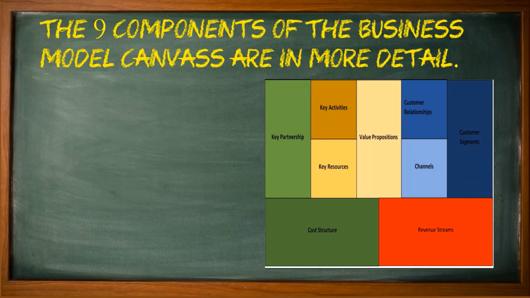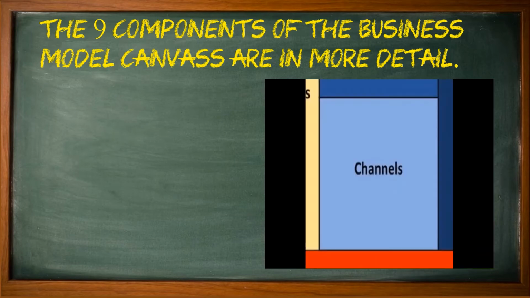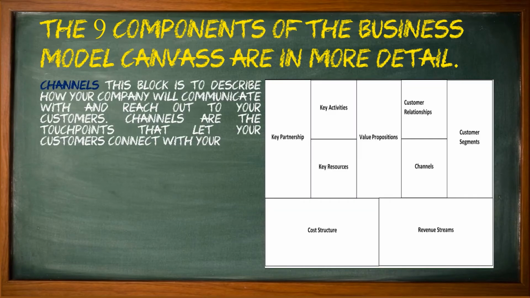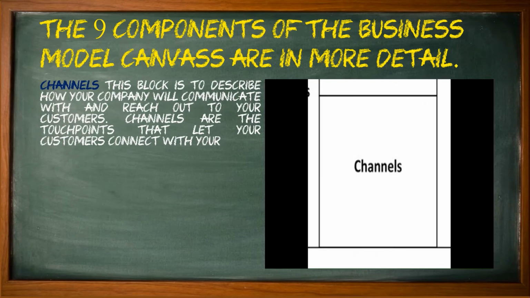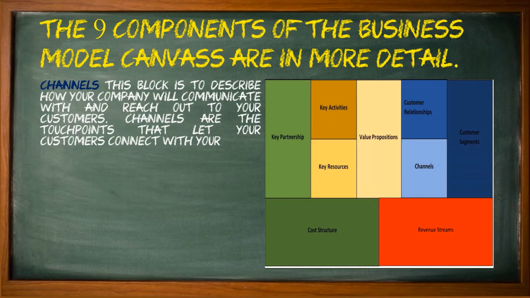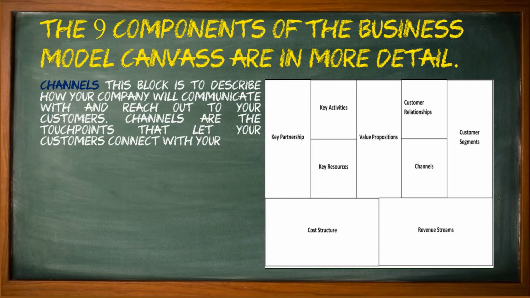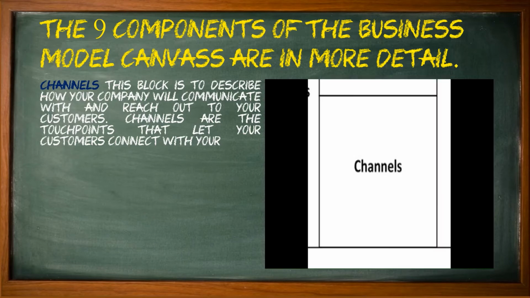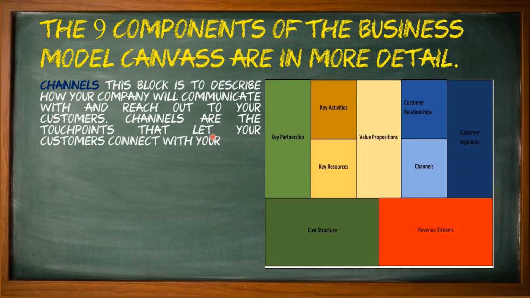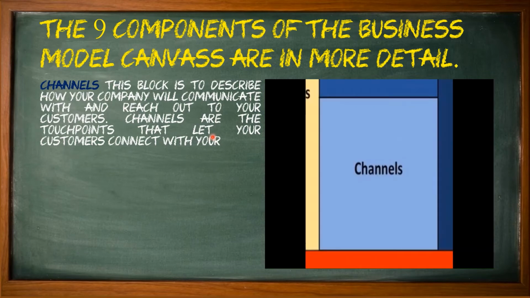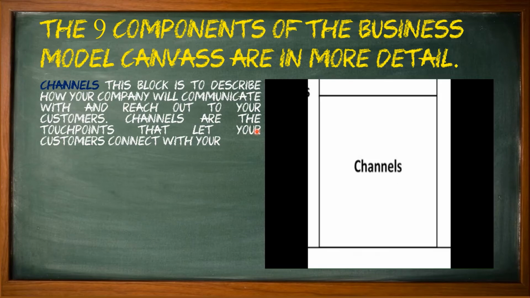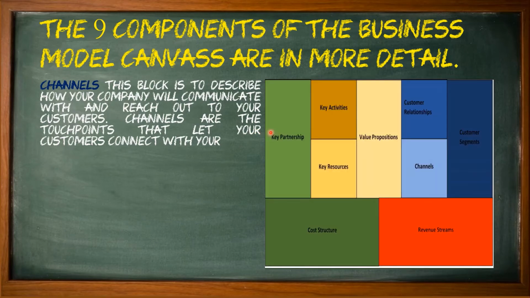The following component of the business model canvas is the channels. This block is to describe how your company will communicate with and reach out to your customers. Channels are the touch points that let your customers connect with your company. Channels play a role in raising awareness of your product or service among customers and delivering your value propositions to them. Channels can also be used to allow customers the avenue to buy products or services and offer post-purchase support.